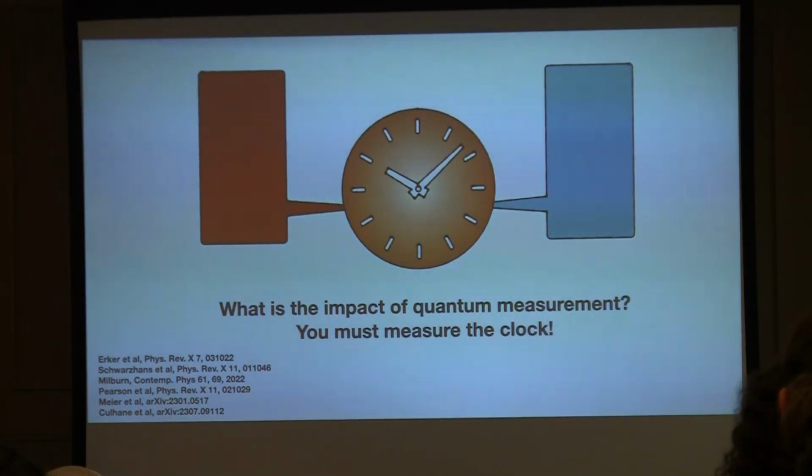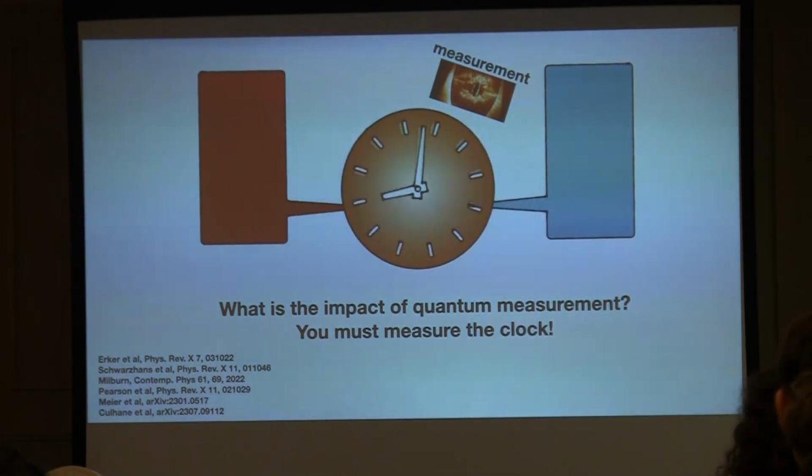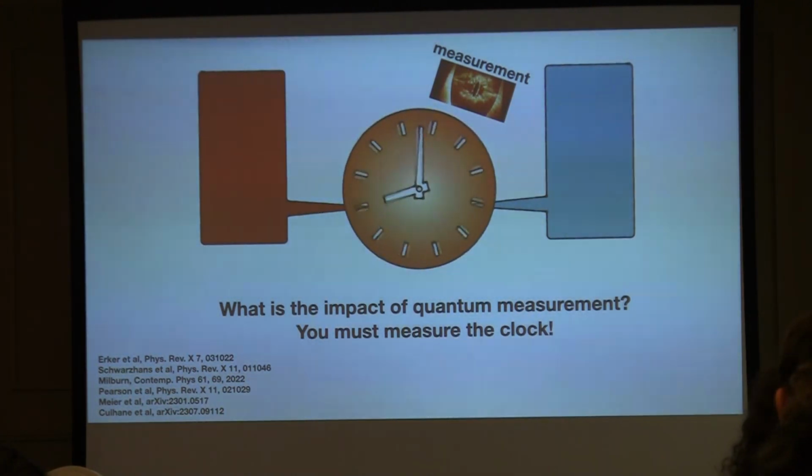But if you're looking at a quantum clock, there's an additional part that you need to account for, and that's the effect of quantum measurement. So as your clock is spinning and you want to measure it, the effect of this measurement is actually going to lead to measurement back action, which will actually perturb the dynamics of the clock, and that's going to lead to possibly a bad clock.